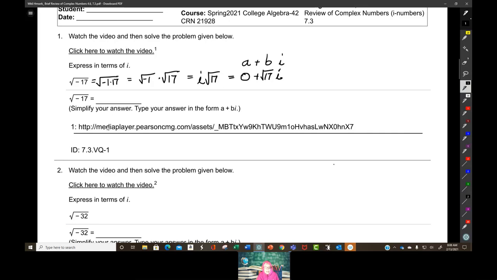However, let's look at what they're asking for here. Simplify your answer. Oh, it tells you to do that. If this had been all you had written, you probably would have gotten one of MyLab's famous error messages: I'm sorry, your answer is correct, but it's in the wrong form. Yes, indeed, because this is the form they're looking at. Type your answer in the form a plus bi. So I did that. There you go.